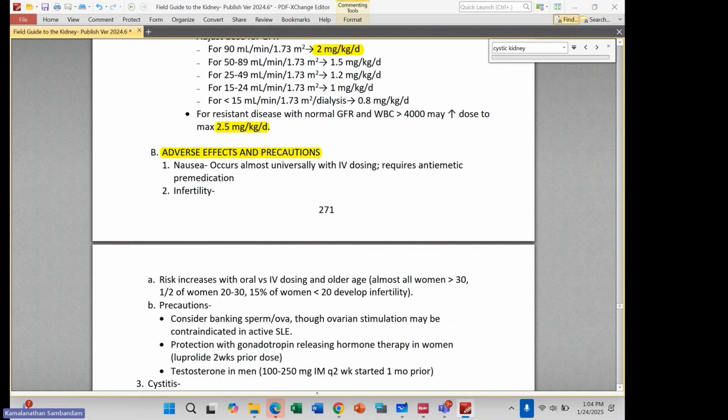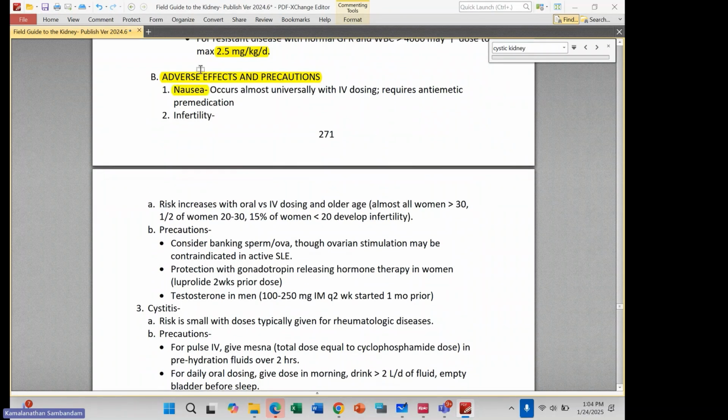Okay. What are the adverse effects? Nausea is common, okay? It happens with the IV dosing. We give Zofran routinely. I would say about a third of the patients have a lot of nausea. I mean, to the point that they're vomiting multiple times. It typically doesn't happen the day of. It happens on day 2 and 3.